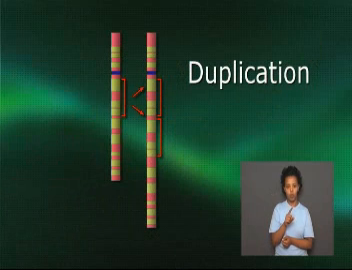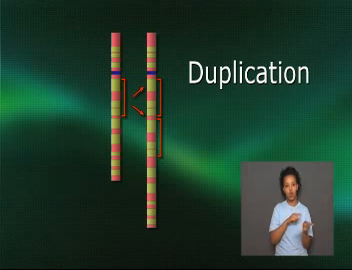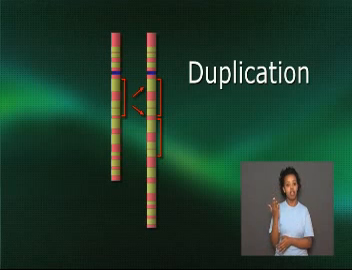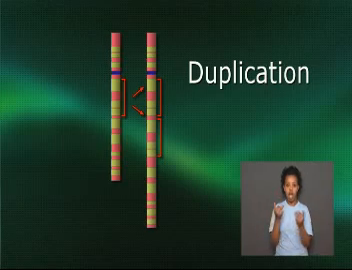Duplication is a chromosomal mutation that occurs when genes are duplicated and are displayed twice on a single chromosome. Often, this type of mutation is harmless because the chromosome still retains all of its genes. However, if the entire chromosome is duplicated, the results can be much more serious.